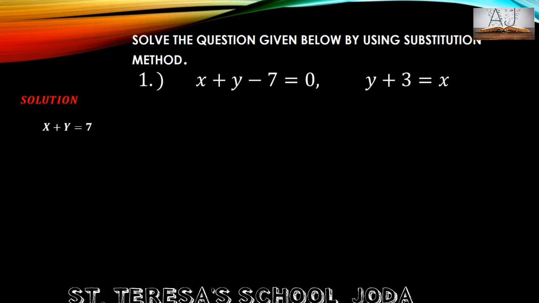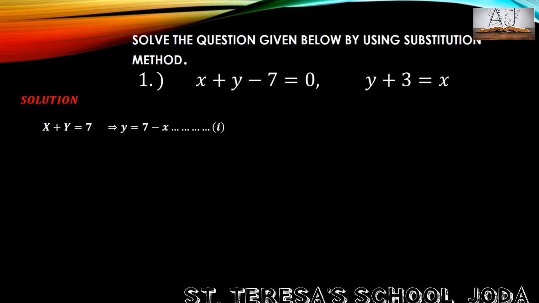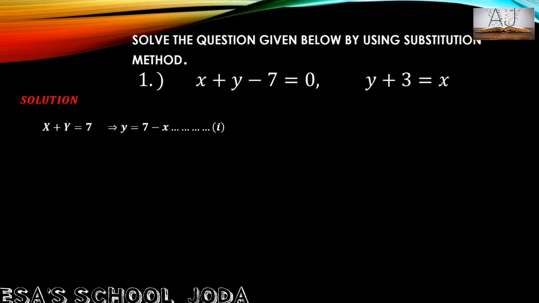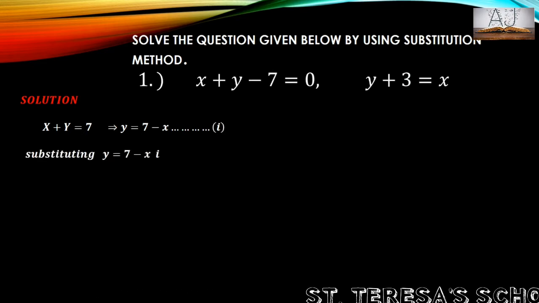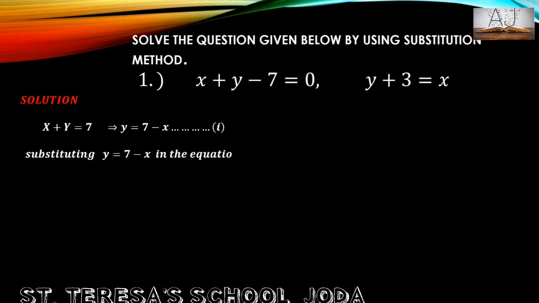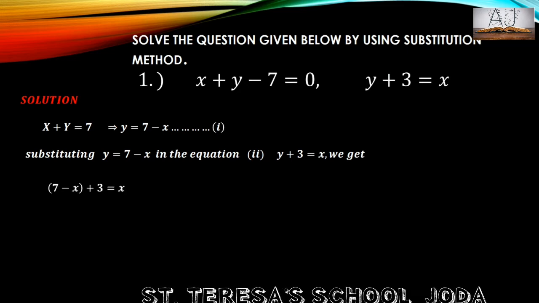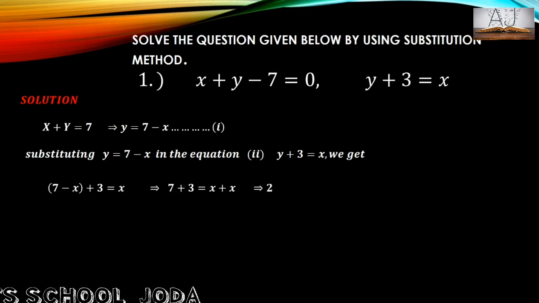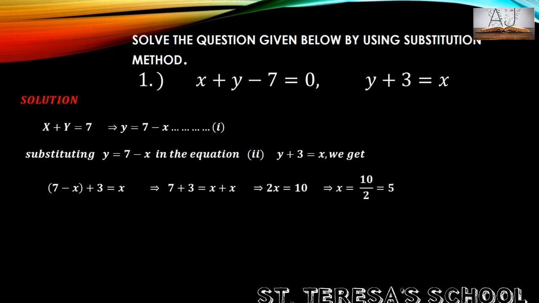So let us see the solution. x plus y minus 7 equal to 0. So I'll take 7 to the other side. So x plus y equal to 7. Making y the subject, so take x also to the other side. So y equal to 7 minus x. Now we'll substitute this value, y equal to 7 minus x, in the second equation. The second equation was y plus 3 equal to x. So there we'll substitute the value of y. In place of y we'll put 7 minus x. Yes, 7 minus x plus 3 equal to x.